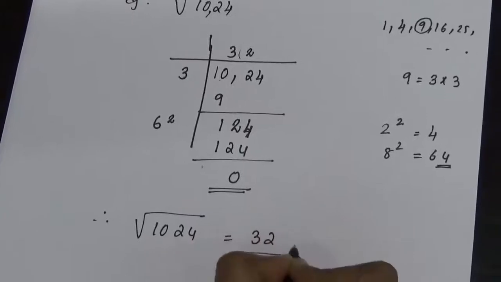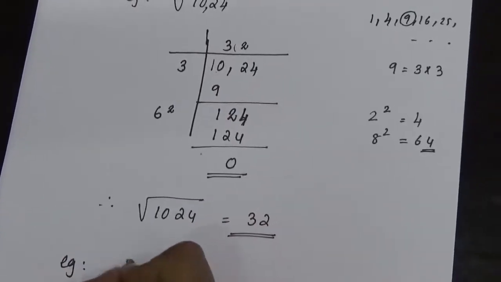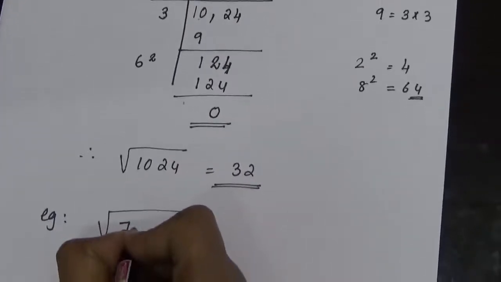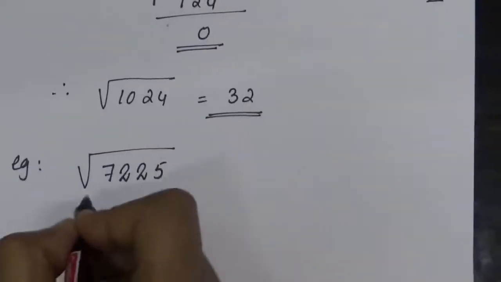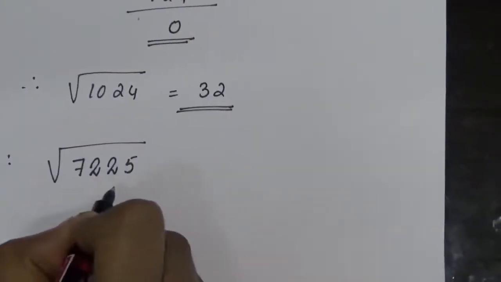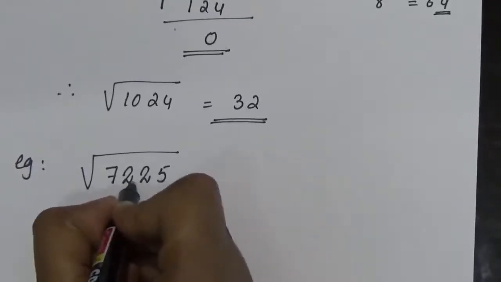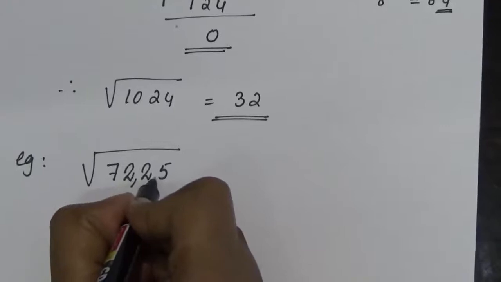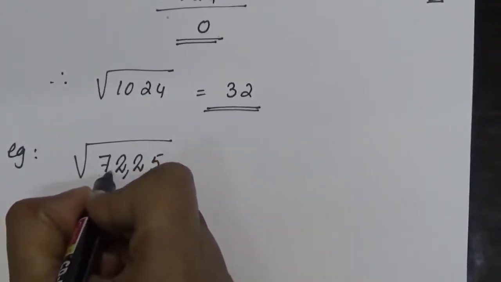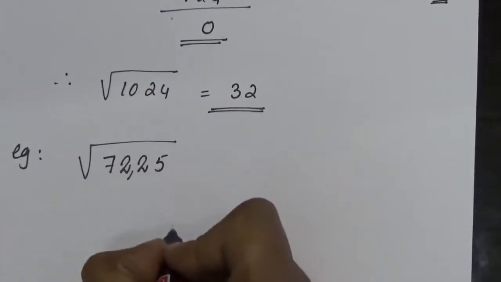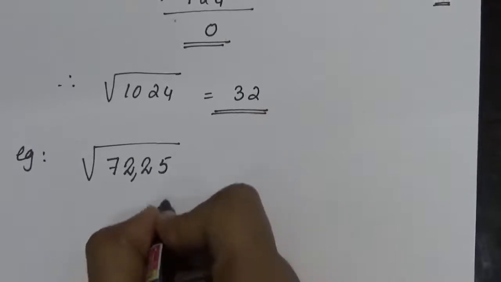I'll give you one more example. Suppose we need to find the square root of the number 7225. First let's mark the figure into periods of 2. Start from the right side. This is one period of 2 numbers, that is 25, and this is the second period of 2 numbers, that is 72. Now we write the number here, 72 comma 25, and draw 2 lines like this.